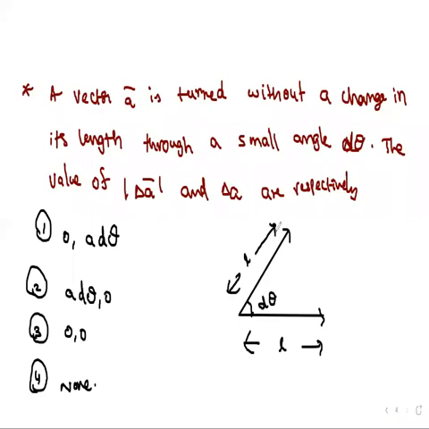Then where is the change? While it is turned like this, where did the change occur? Direction. A vector we have to explain in terms of magnitude and direction. So while it is rotating, the magnitude remains the same, only there is a change in direction. If I want to calculate the change in magnitude, first one is change in magnitude.